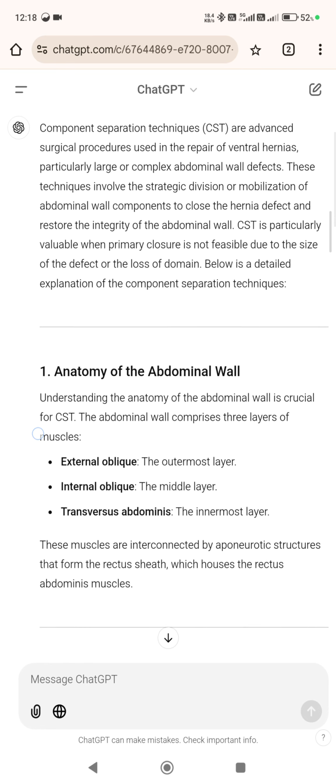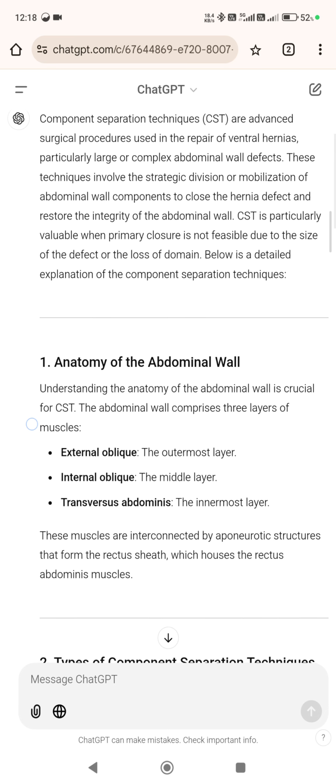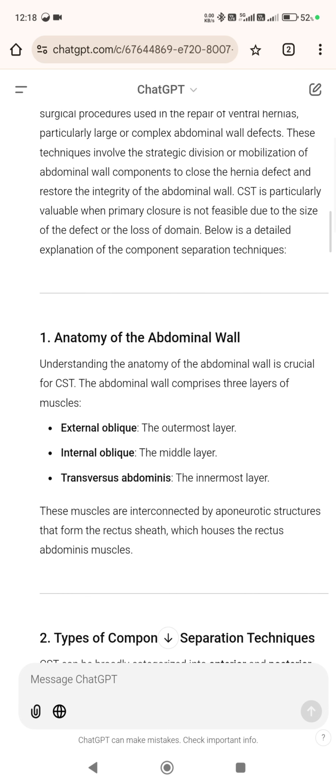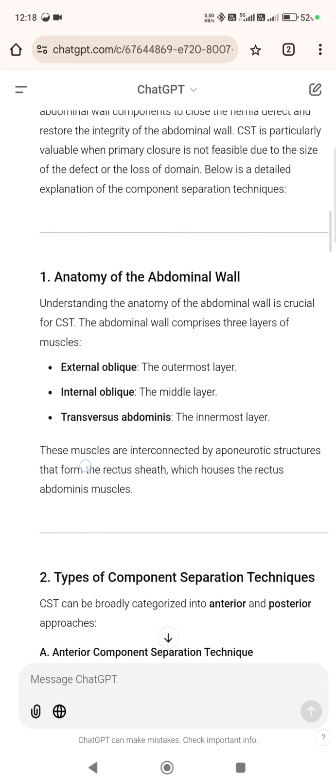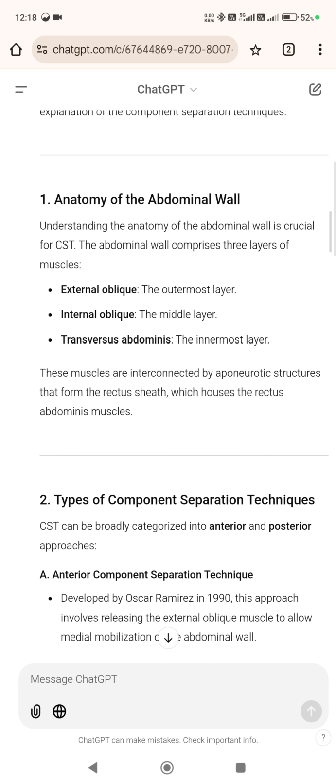CST is particularly valuable when primary closure is not feasible due to the size of the defect or the loss of domain. Below is a detailed explanation of the component separation techniques.